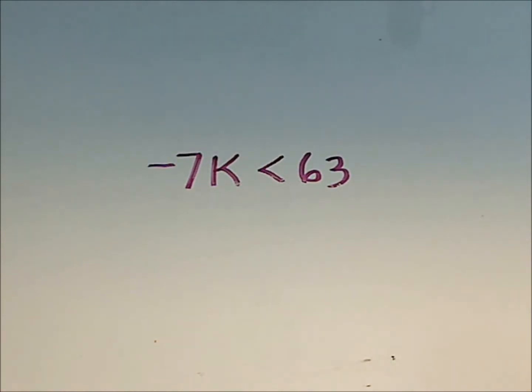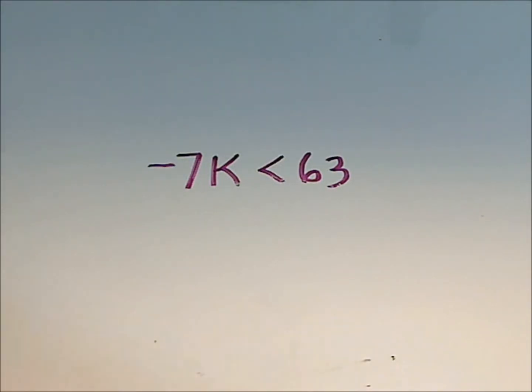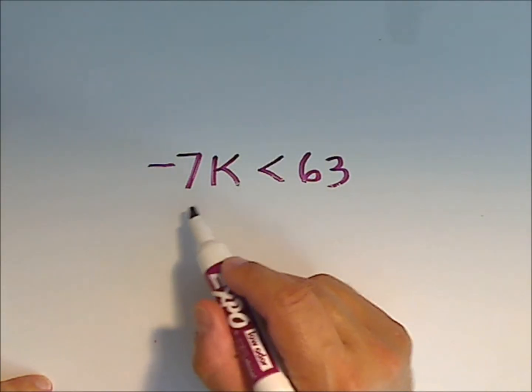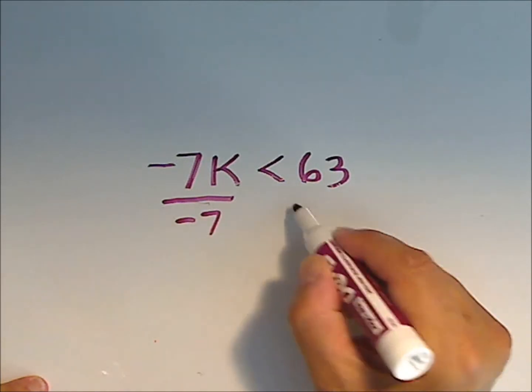Now that we understand the inequality symbols, let's try a problem with an inequality. I've written down the following problem. Negative 7k is less than 63. We're going to solve it like we would if there were an equal sign right here. So k is being multiplied by a negative 7. We're going to divide by negative 7 on both sides.